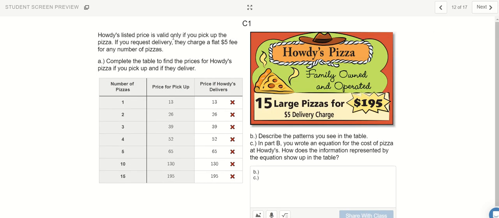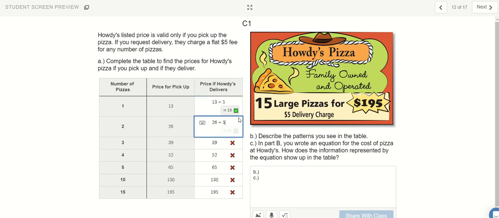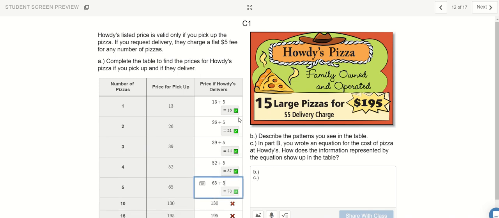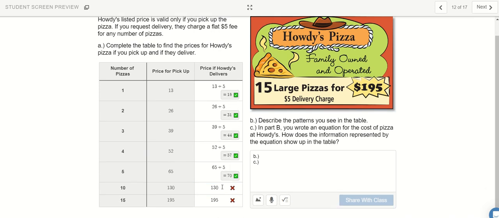All right. Turns out Howdy's price is only available if you pick it up yourself. If you want delivery, they're going to charge a flat fee of $5. So the price of the pizza is going to be the same, but if I want them to deliver, to each of these I'm going to add a $5 fee for delivery. So plus $5 for delivery, plus 5, plus 5, plus 5, plus 5, and plus 5.